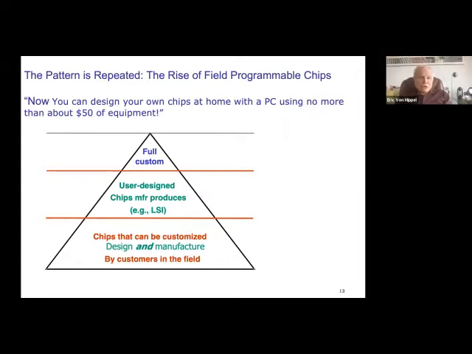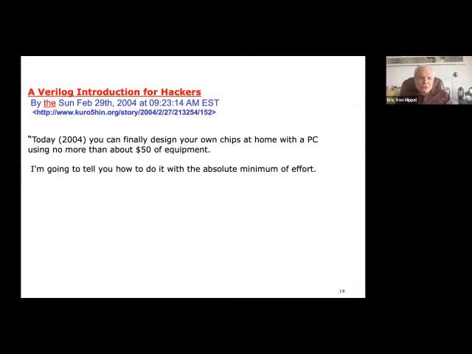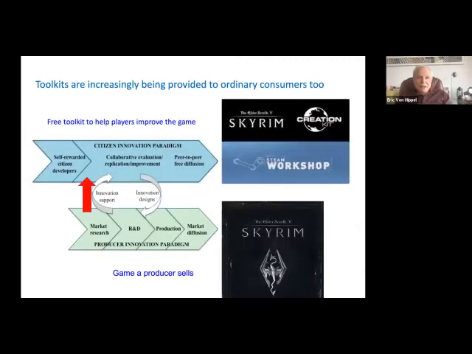Now, what I'm going to do is give you some more examples. This is, again, in 2004 that Verilog and hackers and so on were discovering that it only took about $50 worth of equipment to develop their own ASICs, application-specific integrated circuits. Now, today, and I showed you earlier, toolkits are increasingly being provided to ordinary customers with ordinary skills.